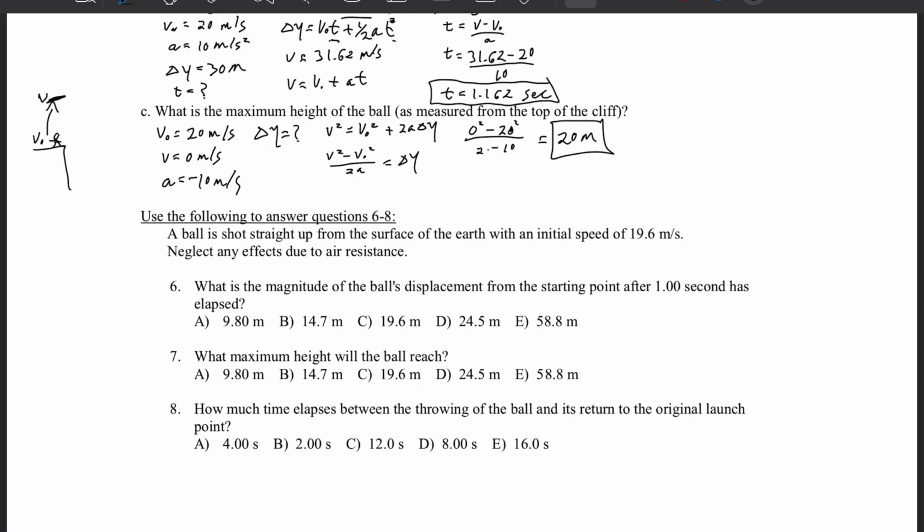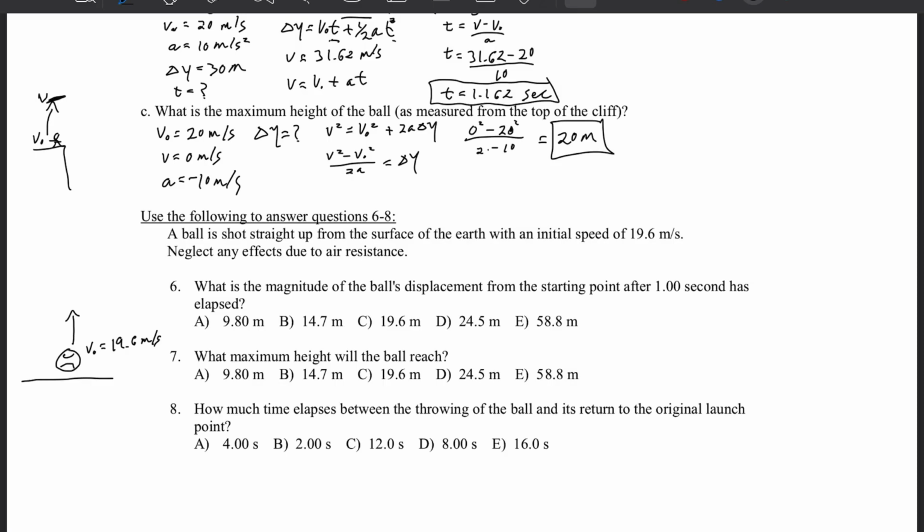Use the following to answer questions 6 through 8. A ball is shot straight up from the surface of the earth with an initial speed of 19.6 meters per second. So there's my ball, there's earth. It's going to go up with a v naught of 19.6. It says neglect any effects due to air resistance, but honestly in our course, we'll only address air resistance if it's a part of the problem. We'll never assume that it is.